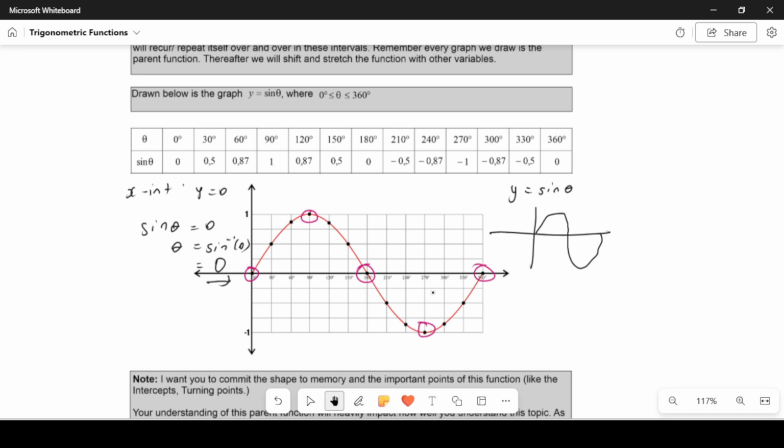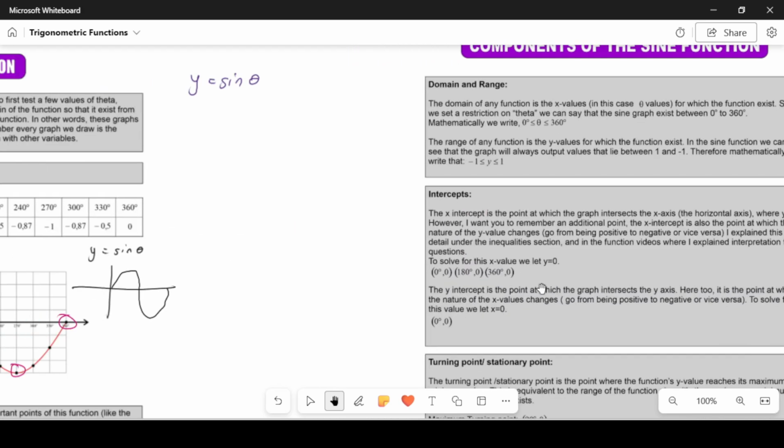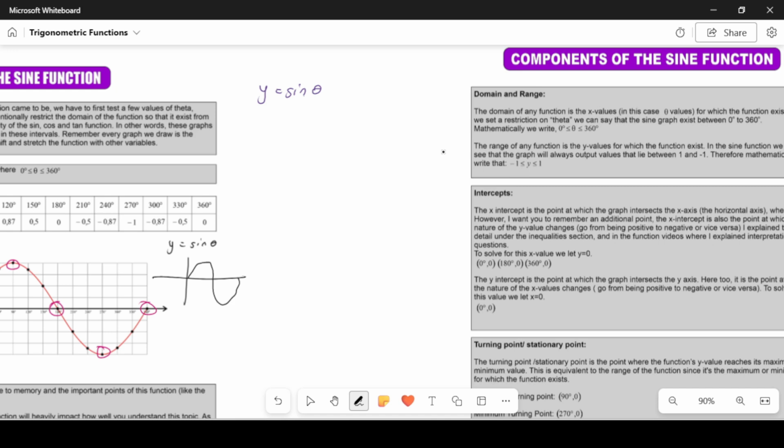And so when you have a max and a minimum, then we have a turning point. Okay? The range of the function, the extreme, the highest and the lowest value will be between 1 and -1. Okay? Intercepts.